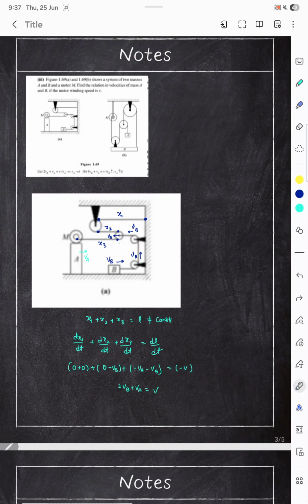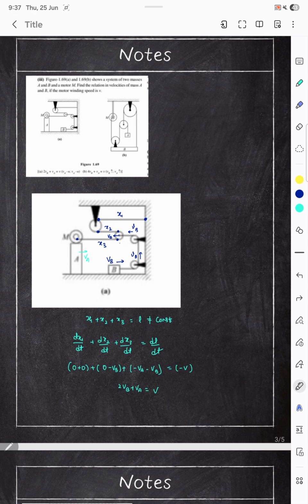Yeah, there is another problem based on the motor winding. Let's take question number A. In this question, there is a block B, there is a block A, and there is a winding motor which is placed on block A.